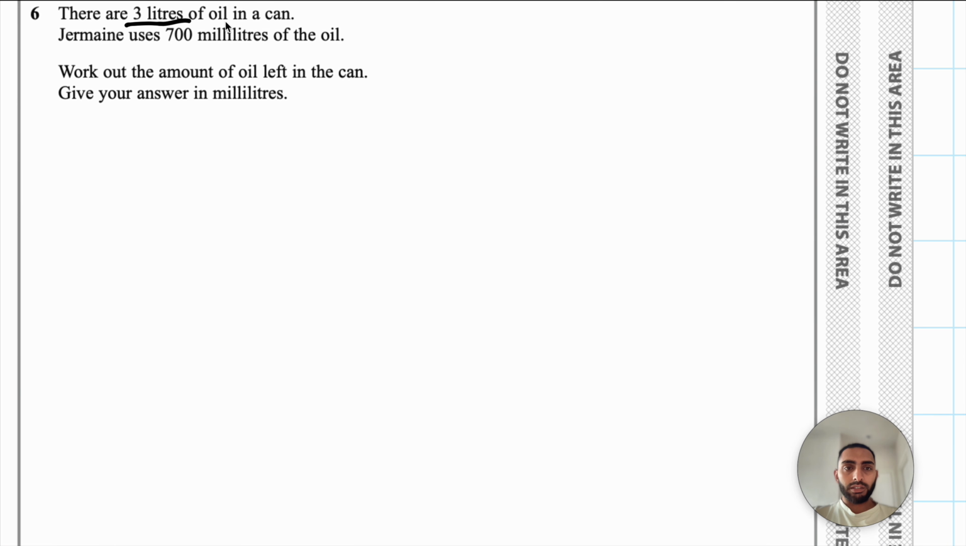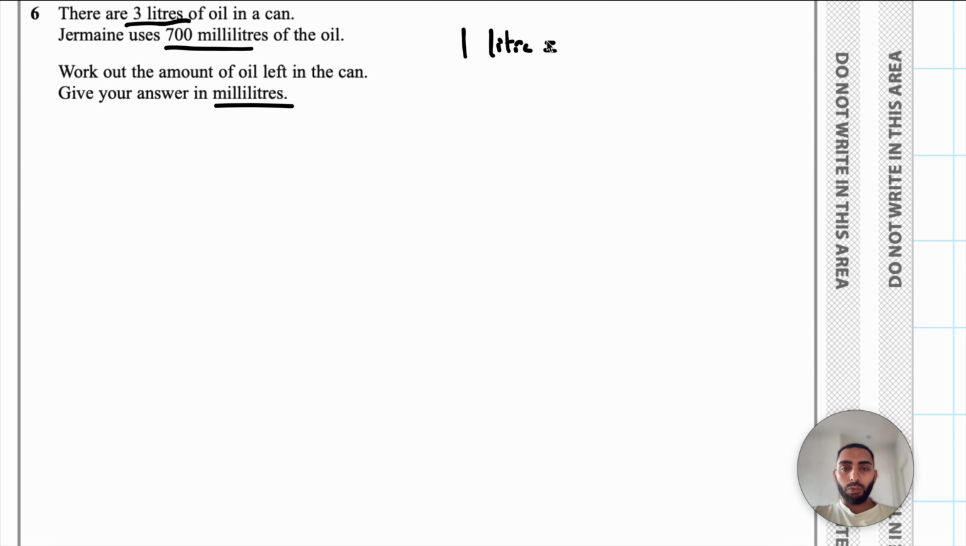Question 6. There are 3 litres of oil in a can. Germaine uses 700 millilitres of the oil. Work out the amount of oil left in the can. Give your answer in millilitres. The first thing that I'm going to do, because I can see this answer is in millilitres, I'm going to convert this into millilitres. So how many millilitres are there in 1 litre?